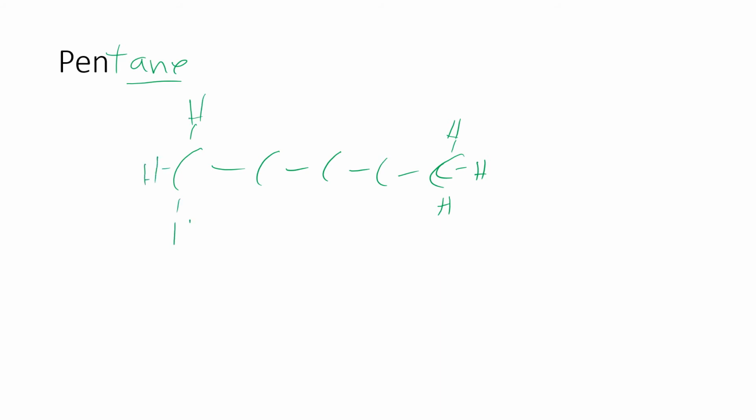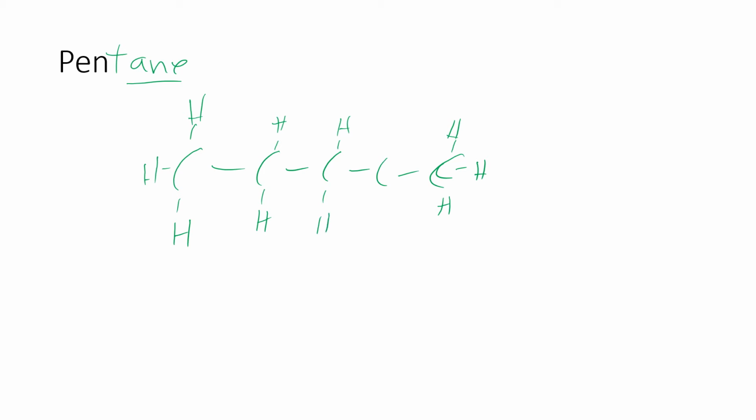Okay, so pentane. 5-sided figure is pent. A-N-E is single bonds. 2, 3, 4, 5. All single bonds between them. The carbon atoms on the end get 3 hydrogens. Carbon atoms in the chain are bonded to 2 hydrogens.